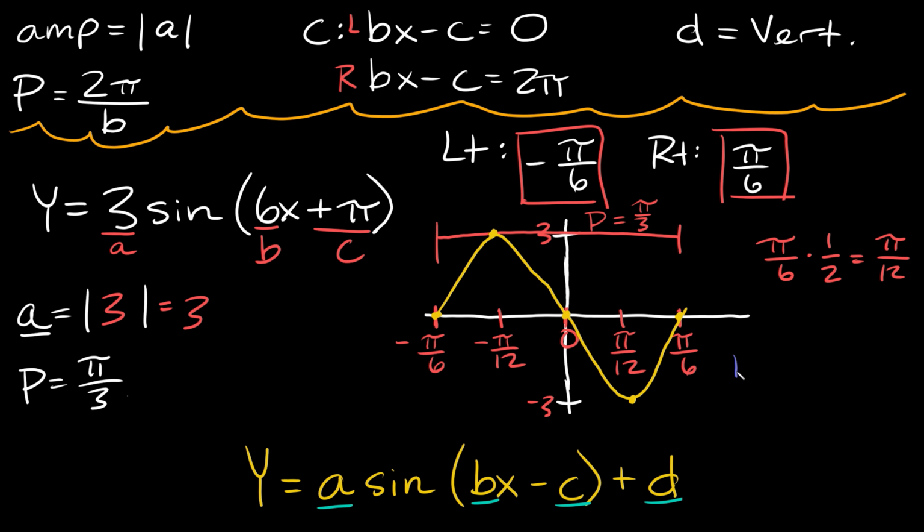Lastly, let's find the domain and range. So the domain, again, for all of these, is always gonna be the exact same. It's gonna be all real numbers, or again, we could write that as negative infinity to positive infinity, whatever floats your boat. And then the range is just the vertical limits. So here it's gonna be from negative 3 to positive 3, right? So from negative 3 to positive 3.